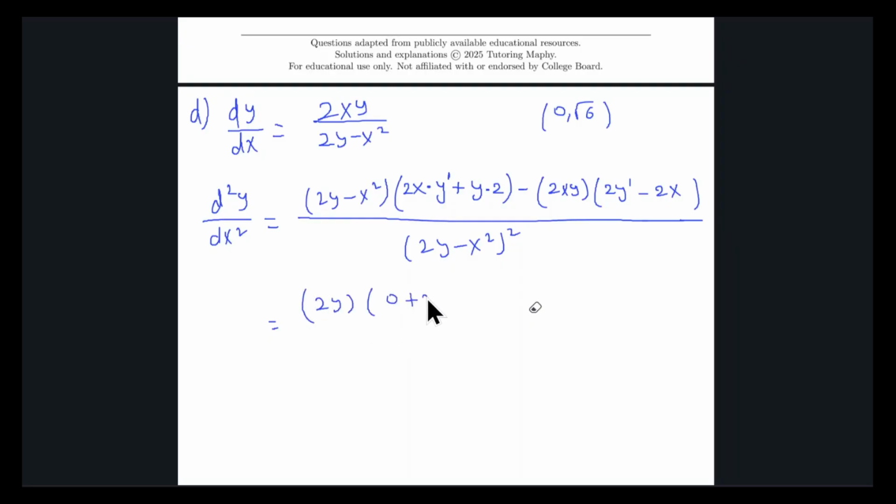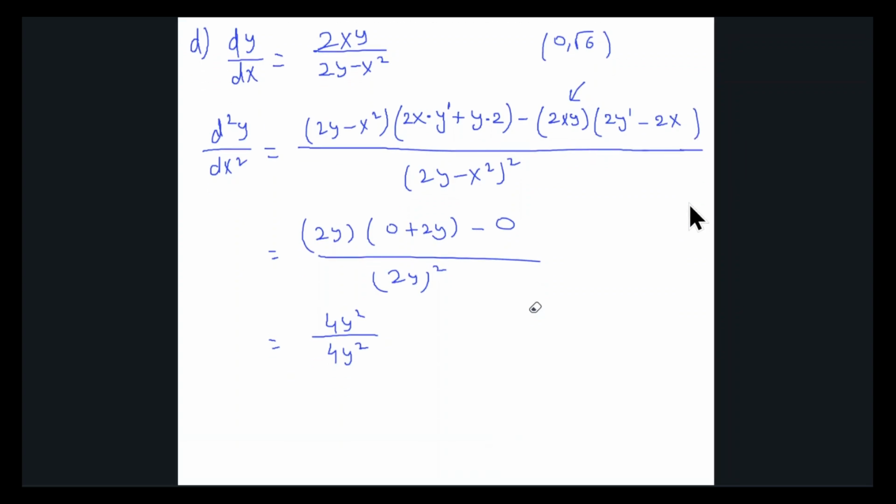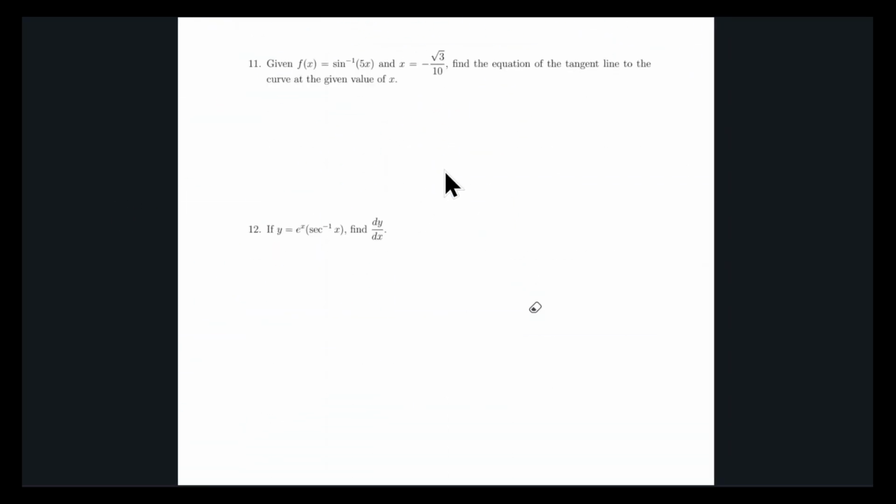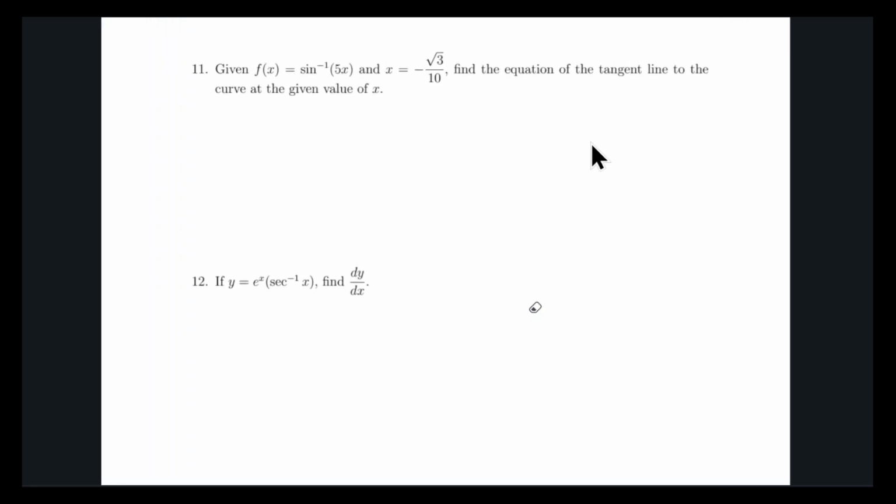So this is 0 plus 2y minus, oh my goodness, great, x is 0, the entire thing is gone. This is 2y whole square. 2y times 2y is 4y square, and this is also 4y square. Is the answer 1? It looks like that. Because 4y square over 4y square, the answer is indeed 1. So d square y over dx square at the point P is just 1. Perfect.